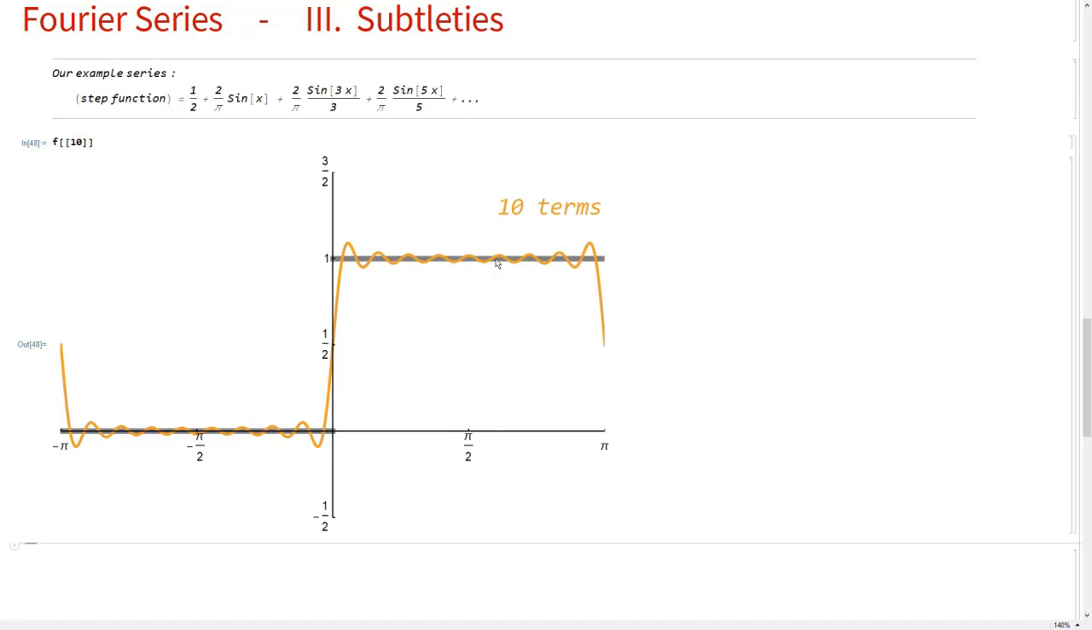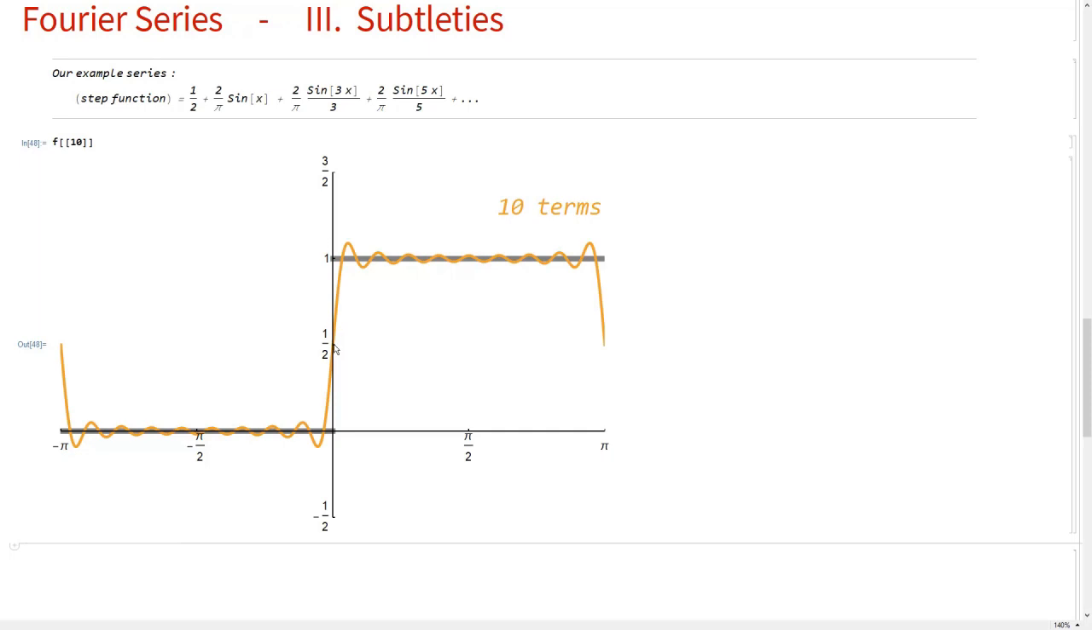Now notice that after 10 terms in the series, it really is looking an awful lot like a step function, at least over here, in the nice area of the function. But in the middle, where there's this discontinuity, it's not doing so well. There's a much bigger error here than here in the middle. And in fact, that's a totally general feature of Fourier series. If there's a discontinuity in the original function, the Fourier series doesn't do very well there. This is called the Gibbs phenomenon. So that's one subtlety to be aware of.